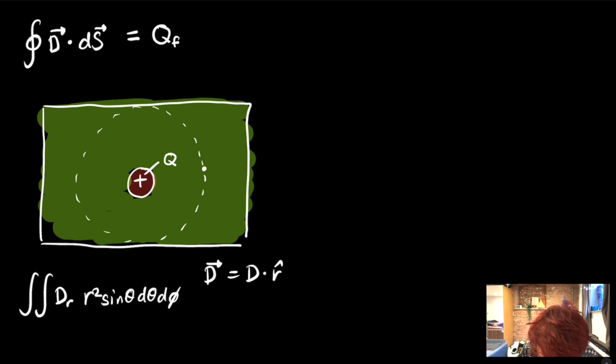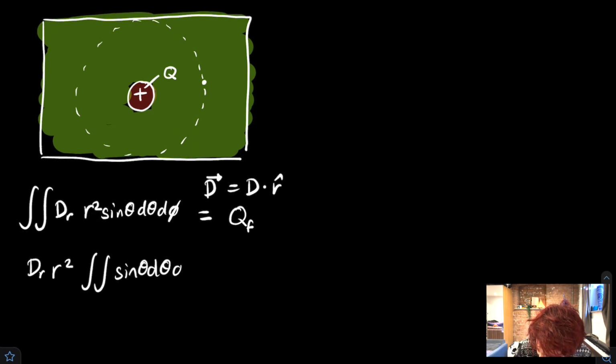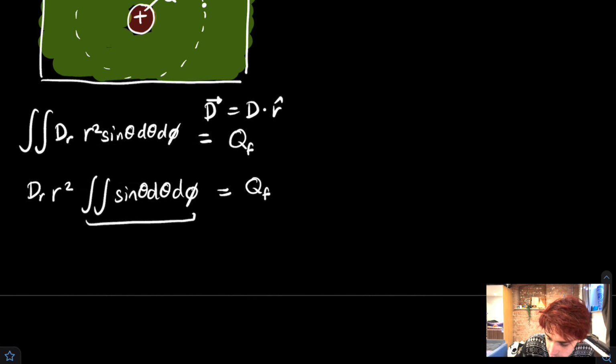So we're going to get a double integral right here, and that is equal to the free charge within. So therefore I can pull out all the constants out the front. This is an integral over theta and phi, so the constant is going to be dr multiplied by r squared. And I'm simply going to have the two integrals of sine theta d phi, and that is equal to the free charge. But this integral we've done loads of times before.